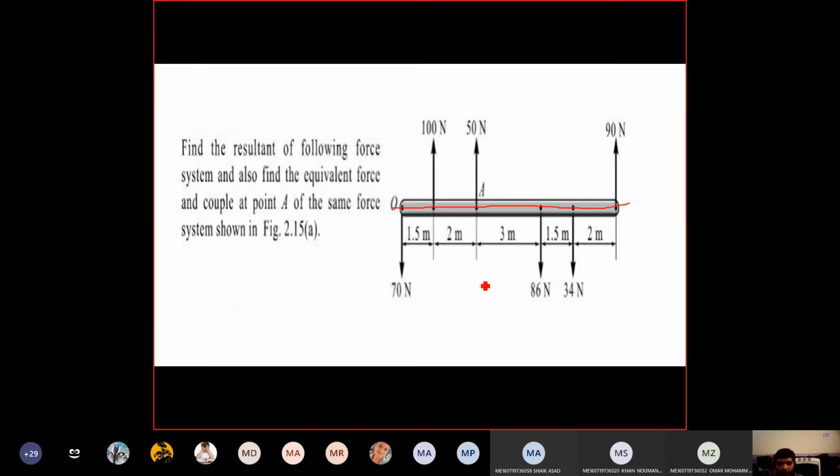Omar. Roll number 58. Yes, sir. Now it is clear how to calculate that R value. I'll explain.